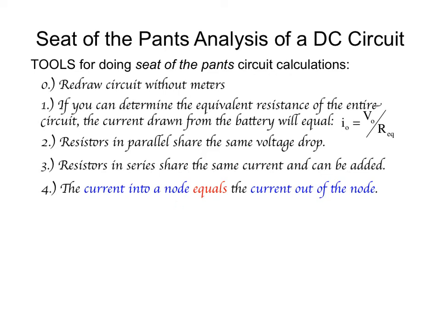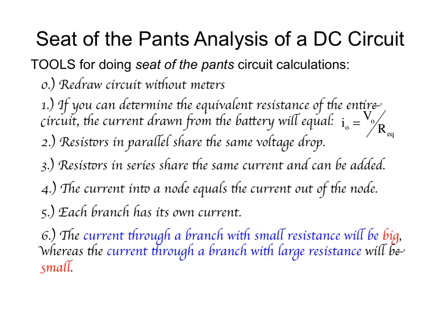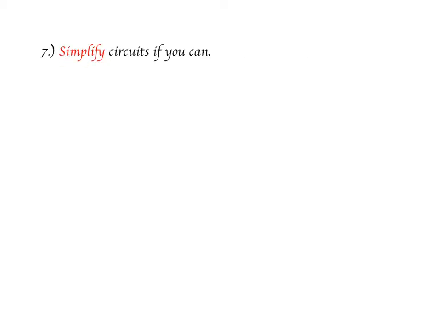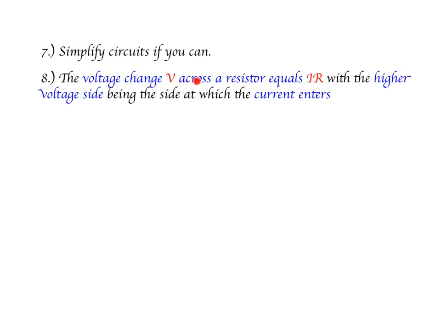Current into a node will equal the current out of a node. Each branch has its own current. For a given voltage, the current through a small resistor is going to be big. The current through a large resistor is going to be small. This, I might add, is an inverse relationship, which is to say if you have a resistor that's twice the resistance of another, it will have half the current. Again, assuming that the voltage across the elements is the same in both instances. You want to simplify circuits wherever you get the chance. The voltage difference between one side of a resistor and another is equal to the current passing through the resistor times the resistance of the resistor.